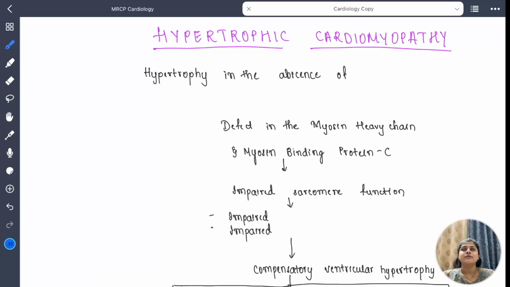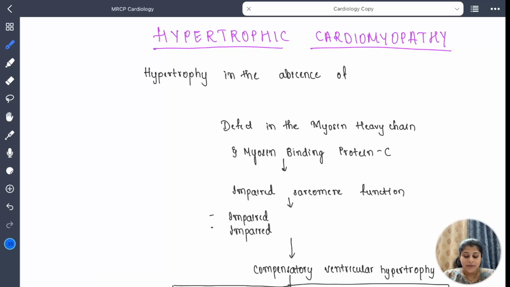If I tell you this topic is important for your clinical practice, because hypertrophic cardiomyopathy is one of the common causes of sudden cardiac death in young patients. Now let's understand what is hypertrophic cardiomyopathy.